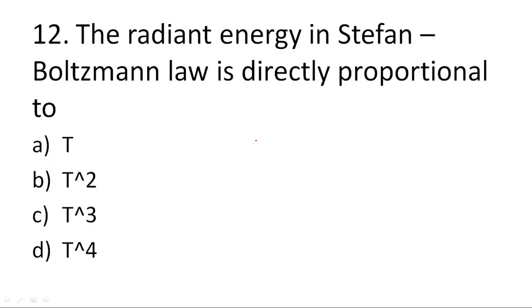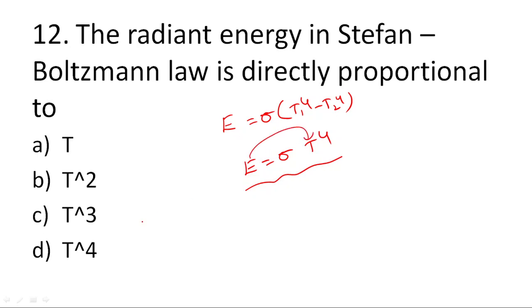So the final question: the radiant energy in Stefan Boltzmann law is directly proportional to what? We know the Stefan Boltzmann law, E is equal to sigma into T1 power 4 minus T2 power 4, or Stefan's law, E is equal to sigma T power 4. Anyhow, the energy of the radiation is proportional to the fourth power of its temperature. Hence, option D, T power 4, is the correct answer. So these are the main important bits that are given in examinations.